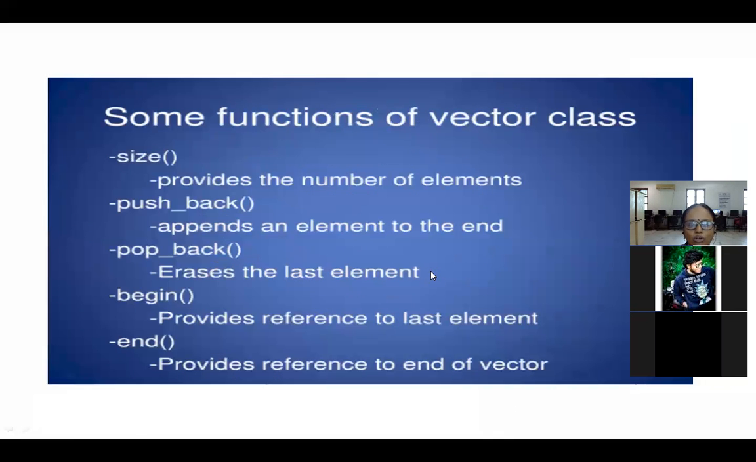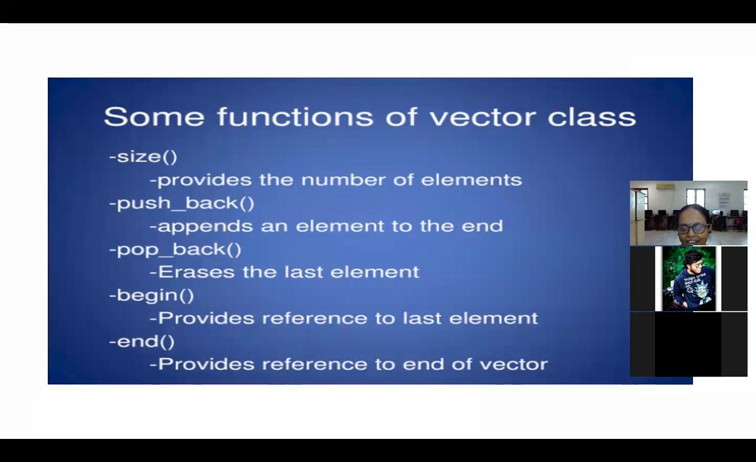Okay. Now, some functions of the vector class. I told you the vector class is mainly for dynamic arrays. Size provides the number of elements, push back appends an element to the end, pop erases an element, begin provides a reference to the first element, end provides a reference to the end of the vector. That's why I compared it with the string functions, how the string handling functions can perform. Similarly, I have a vector class.